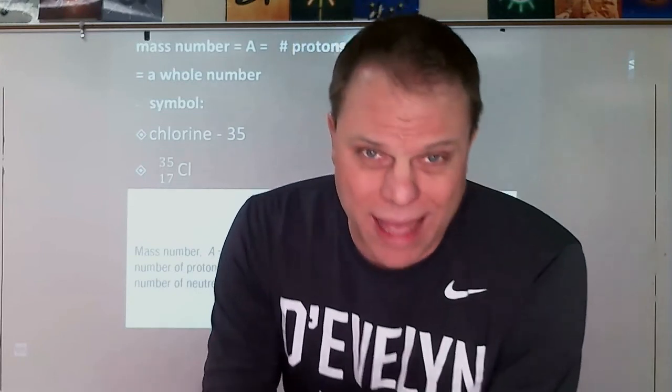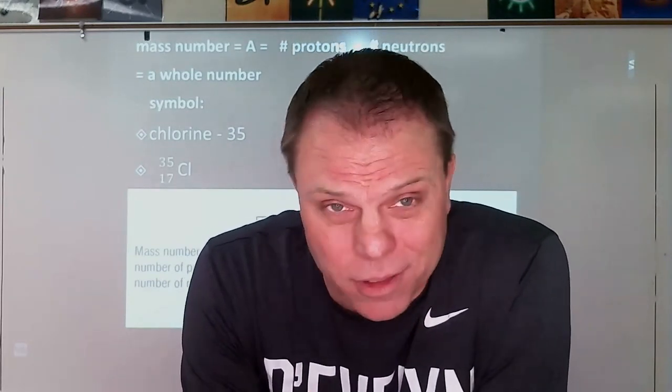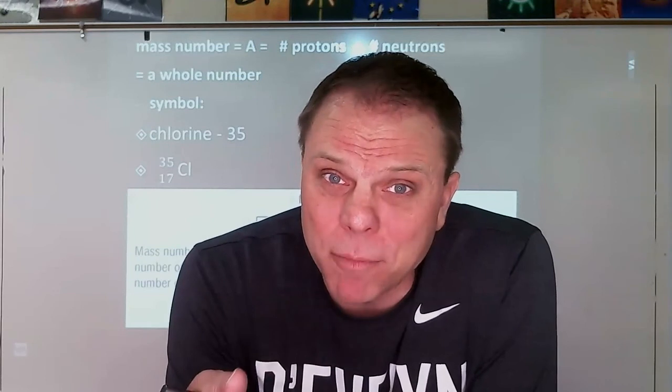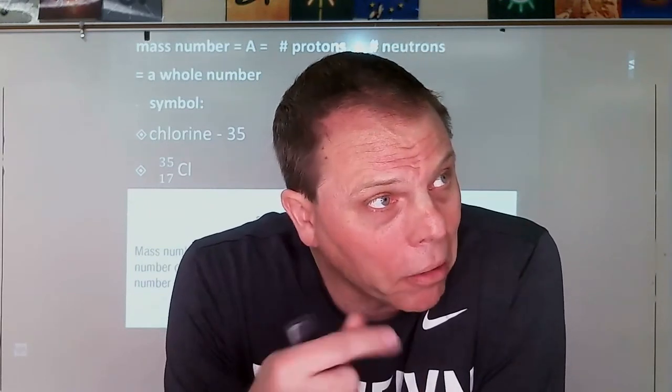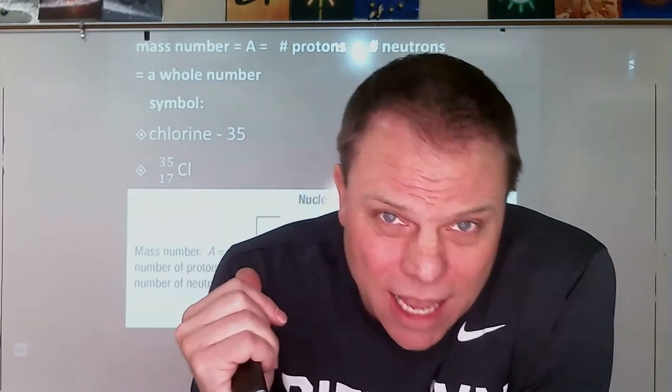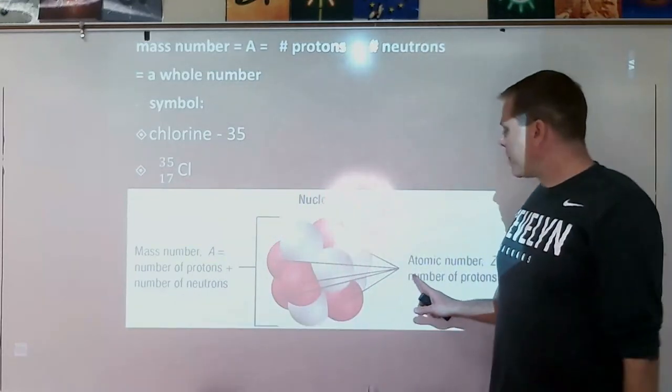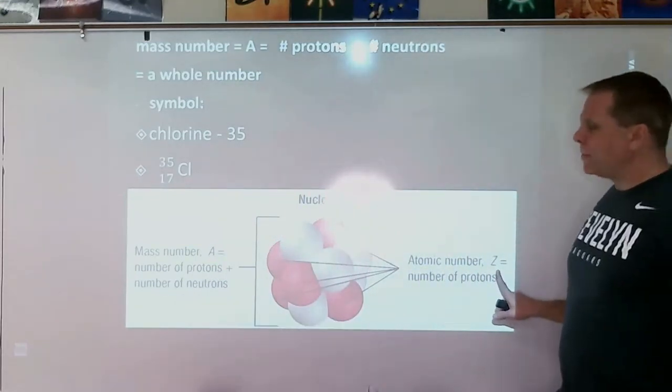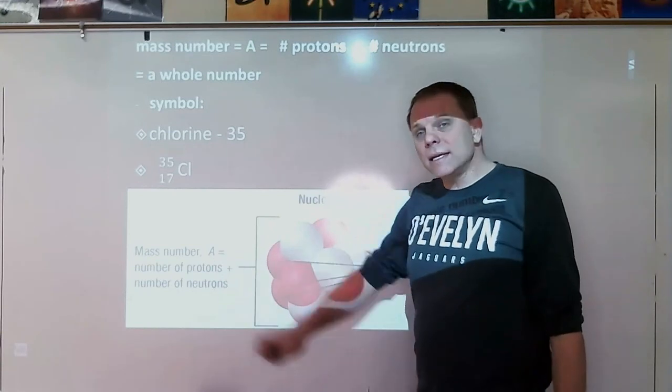Now, can you tell me what element this is if that's showing all of the subatomic particles? 5 protons is going to be what? Oh, yeah, boron. So this is boron, and it's got 5 protons, 5 neutrons. Its atomic number, its Z, is 5, okay? And its mass number, A, is 10.